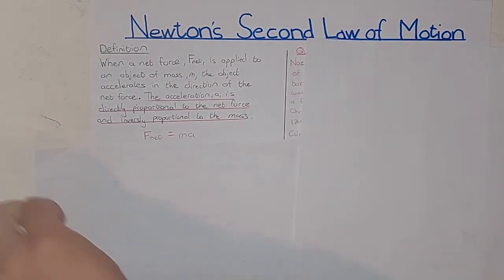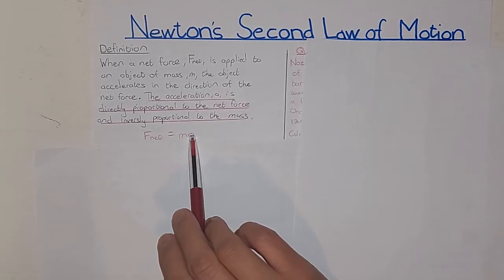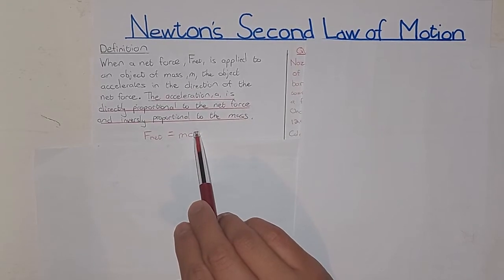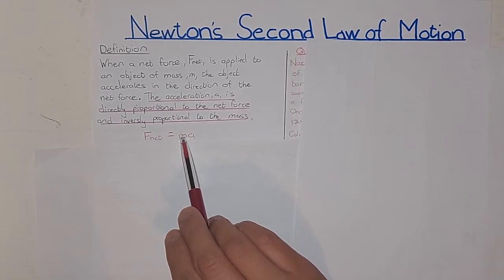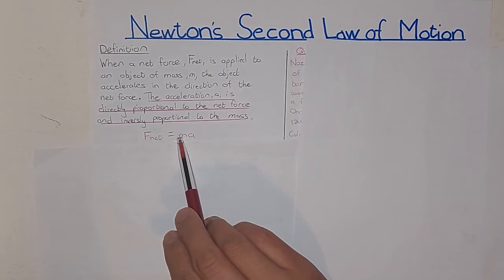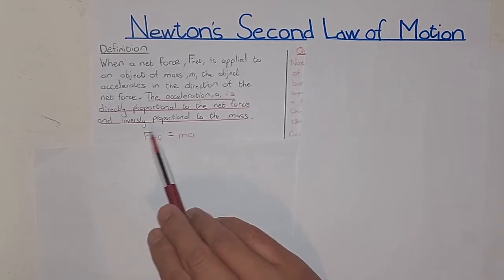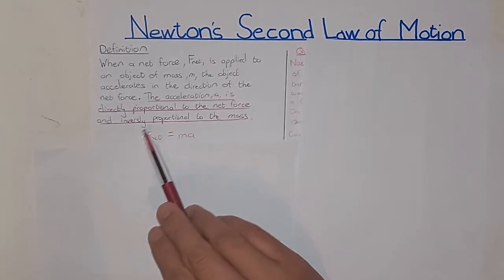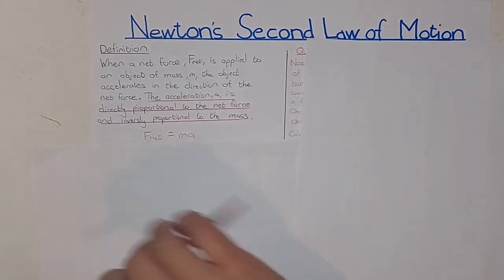So here is my formula. F net is equal to ma. The acceleration a is directly proportional to the net force. So if the value for a increases, so does F net, as long as m remains constant. Also, a is inversely proportional to my mass, right? So that means if a goes up and F net remains constant, then m must go down. All right, so this is using the formula to assist us with the definition.